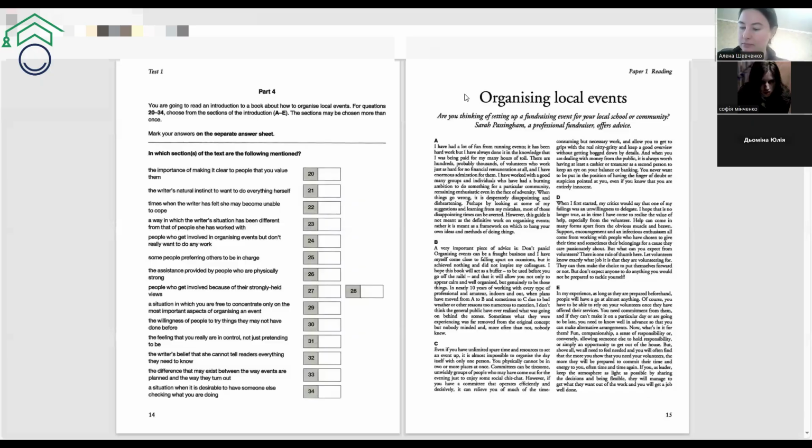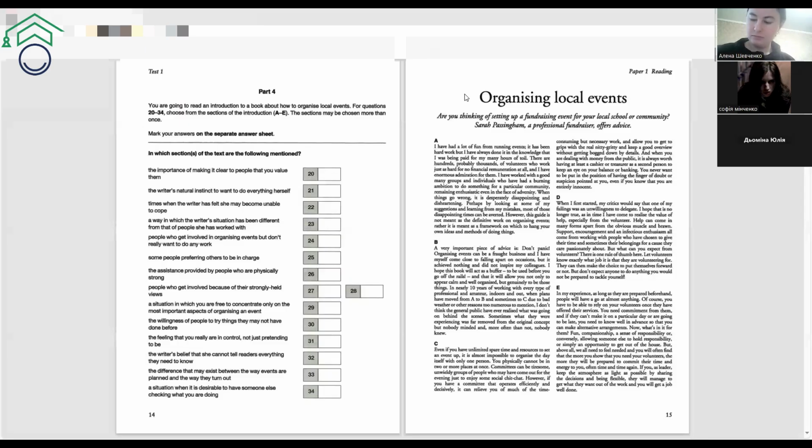In my experience, as long as they are prepared beforehand, people will have a go at almost anything. Of course, you have to be able to rely on your volunteer once they have offered their service. You need commitment from them. And if they can't make it or are going to be late, you need to know well in advance so that you can make alternative arrangements. Now, what's in it for them?